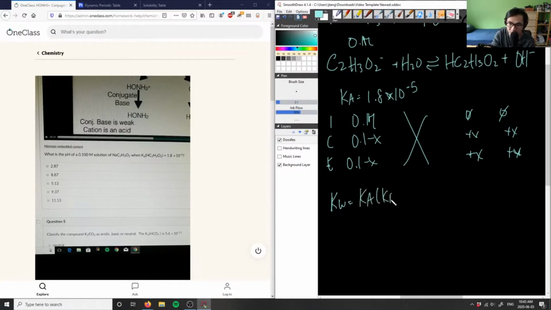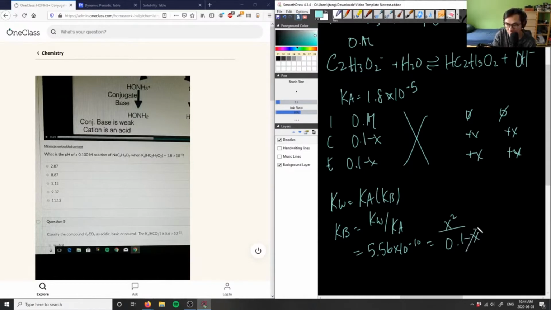Kw equals Ka times Kb. So Kb is going to equal Kw divided by Ka. Kw here we know as 1.0 times 10 to the negative 14, divided by 1.8 times 10 to the negative 5. So we get 5.56 times 10 to the negative 10. That's our Kb. This is going to equal the concentration of our products times the concentration of the reactant. So we have x squared, times 0.1 minus x.